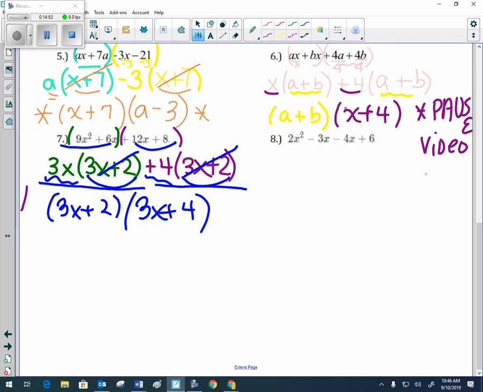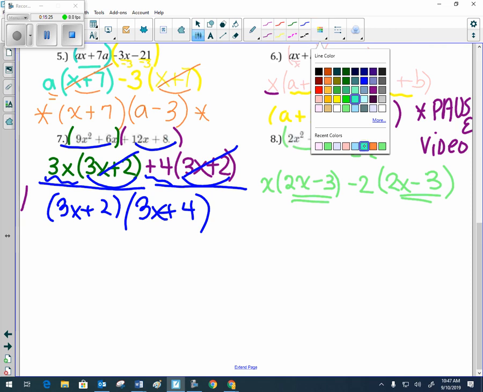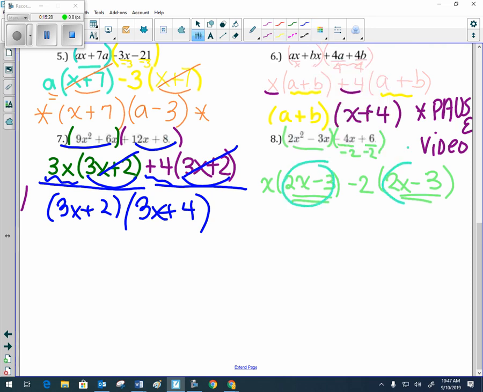When I go on to question 8, I'm going to group these two together and these two together. When I look at what I can take out of the first term, I can take out an x, which leaves me 2x minus 3. For the second pair, I'm going to take out a negative 2, because if I divide both of these by negative 2, I end up with that 2x minus 3 that has to match the other term. So now I can see that both of these share a common factor of 2x minus 3. So I'm going to factor it out. 2x minus 3, what's left? An x minus 2.